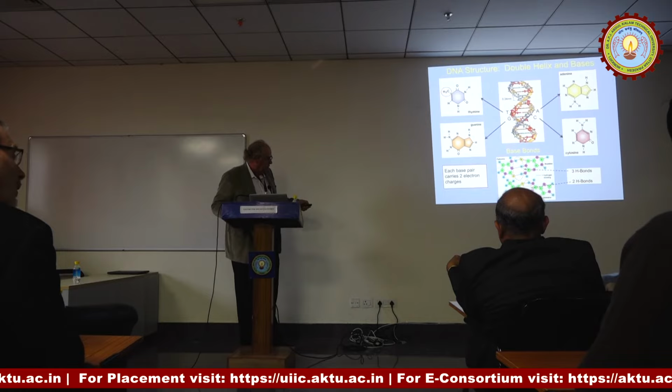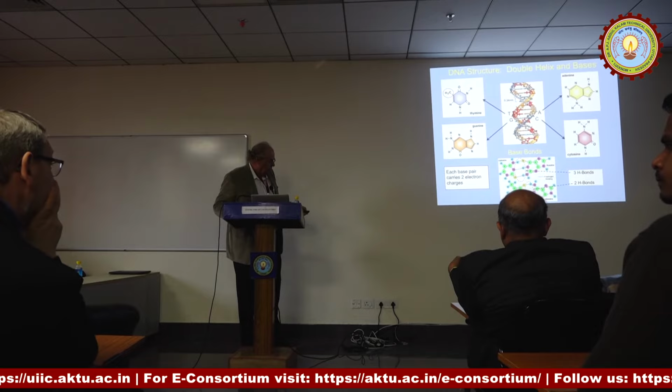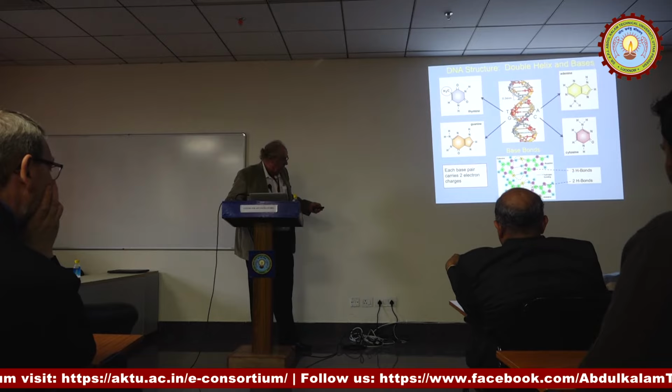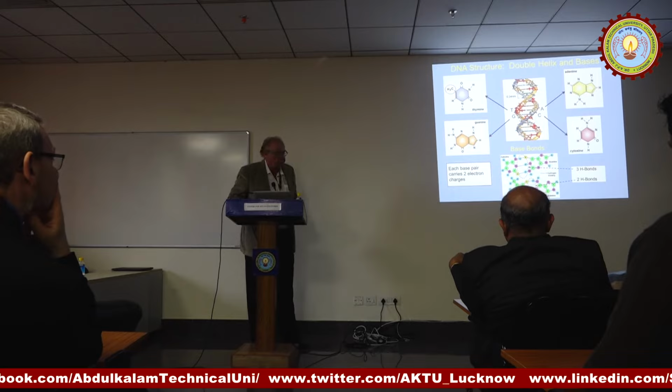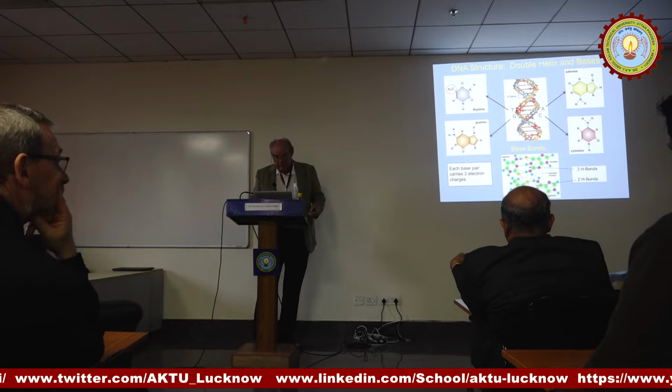Now I just want to mention that in the succession of base pairs, C and G are bound by three hydrogen bonds, whereas A and T are bound by two. So the bond between the guanine and the cytosine is stronger than for A and T. This can be very important.